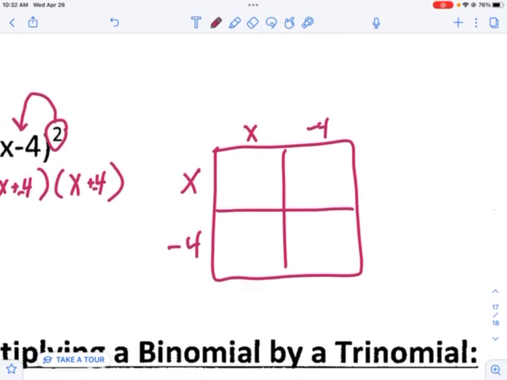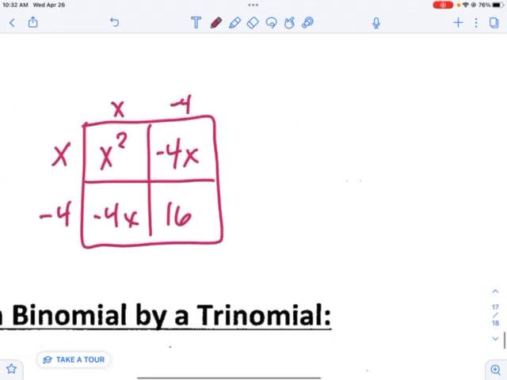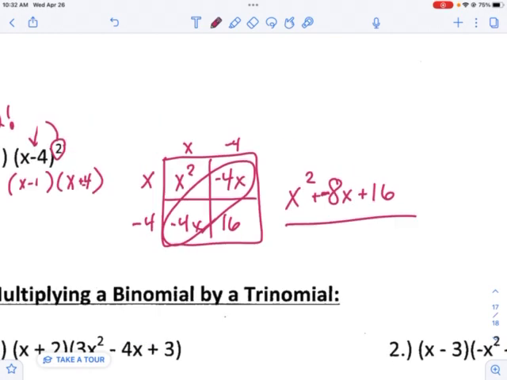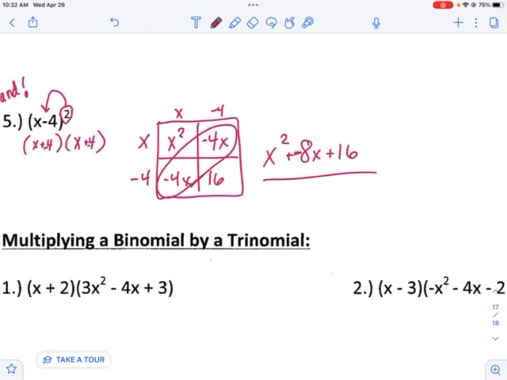All right, go ahead, hit pause, and then you fill out the box and check it with my box. Okay, hopefully we have x squared, negative 4x, negative 4x, and 16. After you have the same box, hopefully we can combine any like terms and get a final answer of x squared plus negative 8x plus 16. And there's our final answer. So again, the box method is a strategy to use the distributive property. So that's binomial times a binomial.